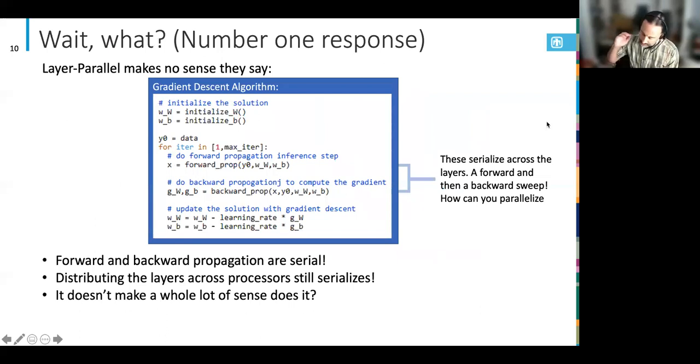So, I had a postdoc and he started at Sandia, and the first thing he did is, of course, go and present his thesis work at supercomputing. And he was talking to his friends and they said, well, okay, this layer parallel idea really makes no sense.